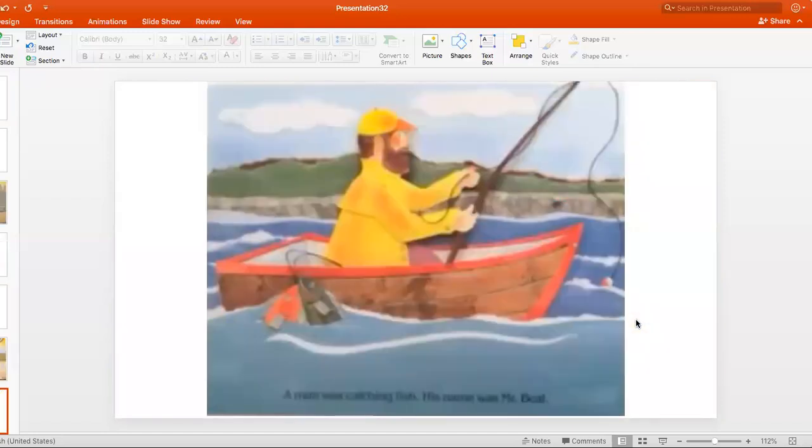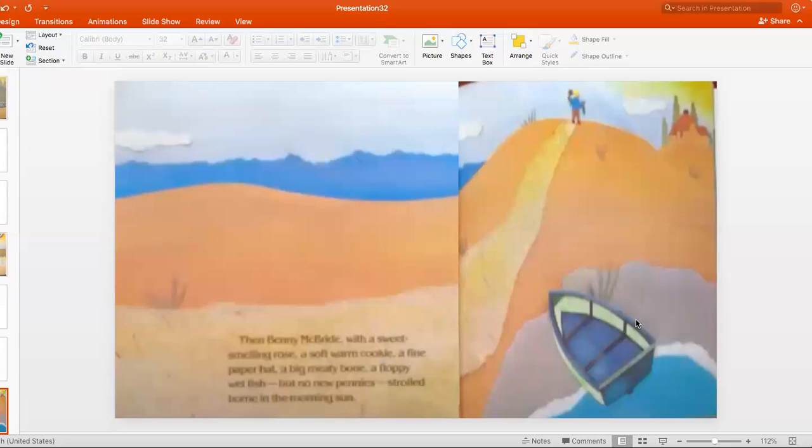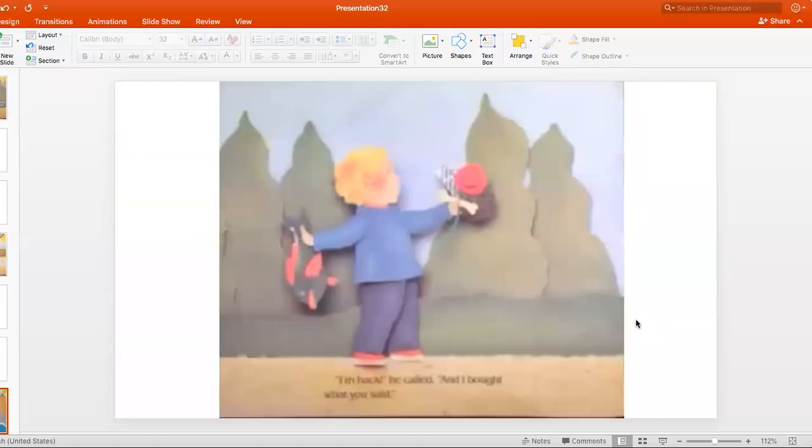A man was catching fish. His name was Mr. Beale. Will you sell me a fish? asked Benny. Will you sell me a fish for a penny? It's a deal, said Mr. Beale. Then Benny McBride, with a sweet-smelling rose, a soft, warm cookie, a fine paper hat, a big, meaty bone, a floppy, wet fish, but no new pennies, strolled home in the morning sun.